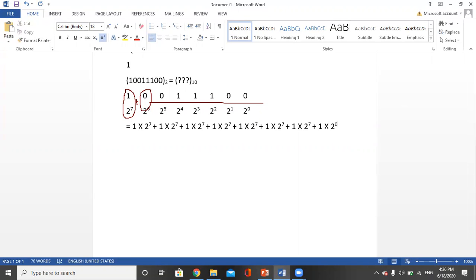This one will go to the power 0, this will be 0 to the power 1, 3, 4, 5, 6.